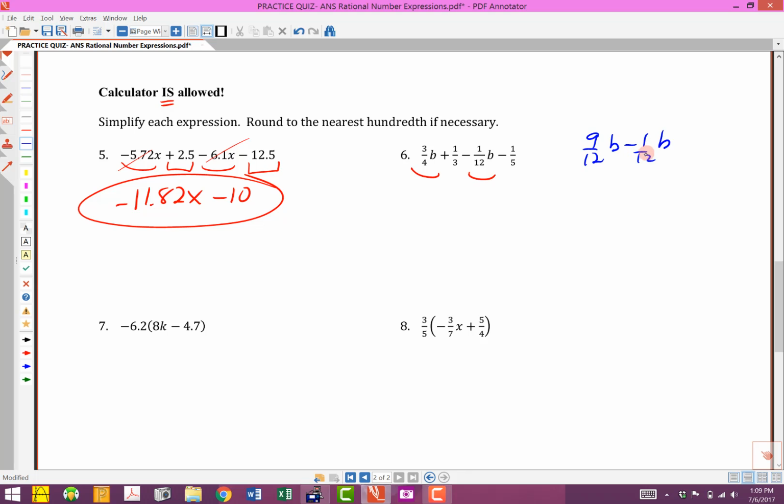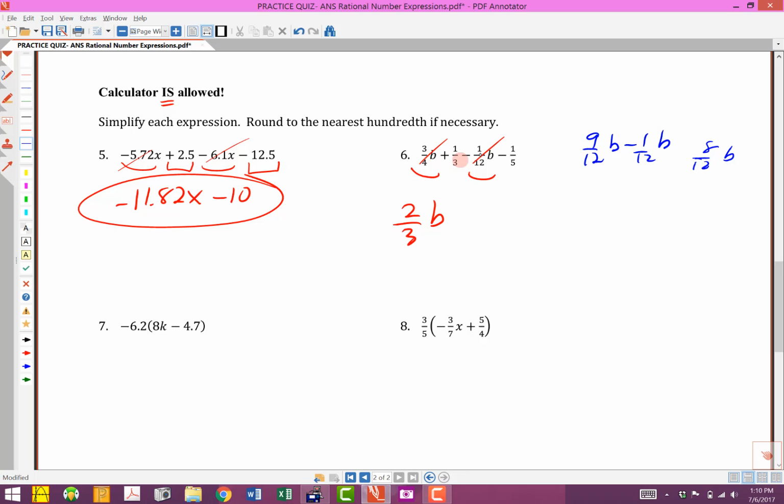So if we put those together, let's see, yep, 9/12, because I multiplied the top and bottom by 3. So this ends up being 8/12. And then we just want to recognize that we can reduce that. So that's going to be 2/3 b. And again, feel free to check that on your calculator.